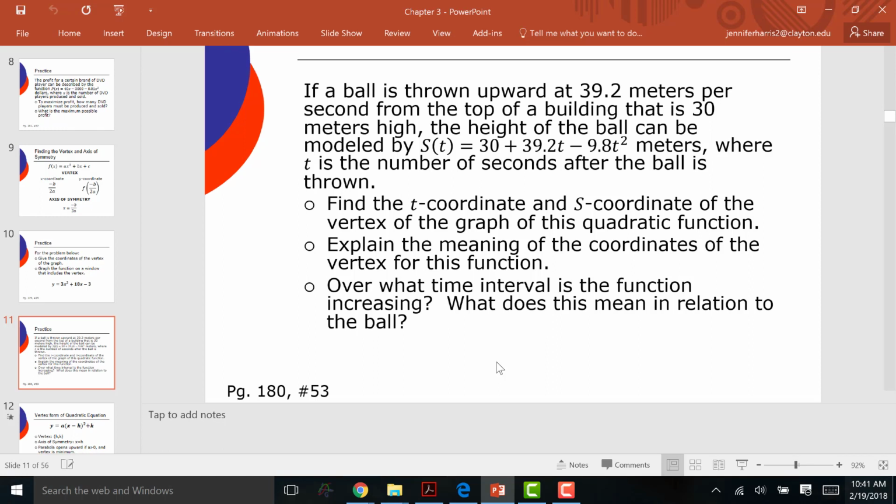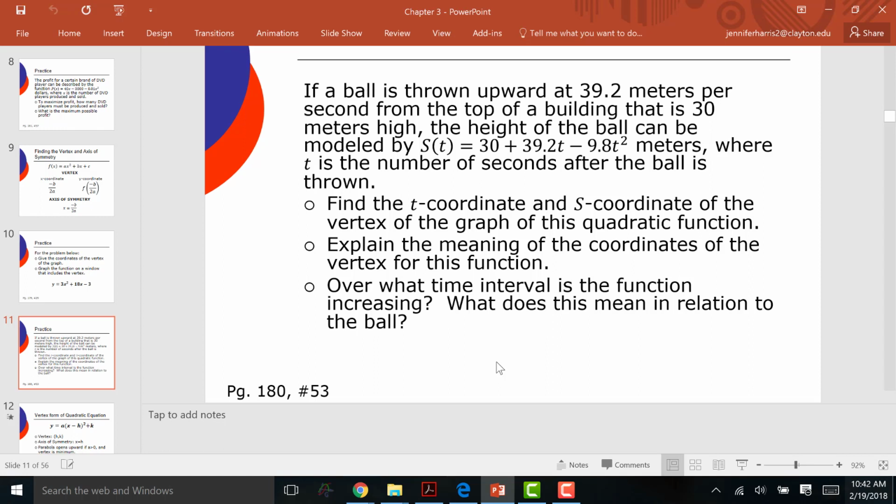The maximum point that that ball is ever going to get to is 69.2 meters up in the air. And it's going to take how many seconds to get there? It's going to take 2 seconds to get there. Okay. Over what time interval? When I say time, what am I talking about? Seconds. Over how many seconds is the function increasing?